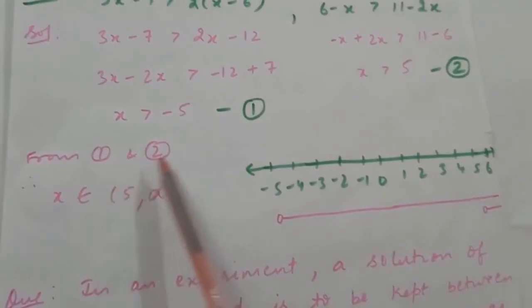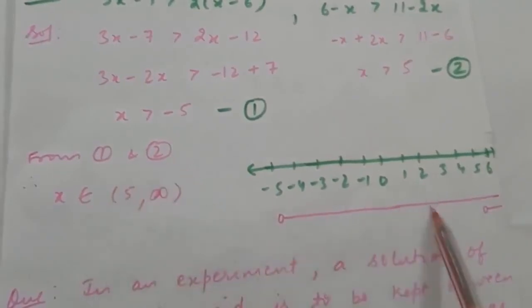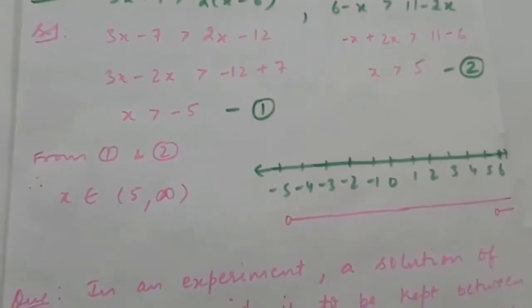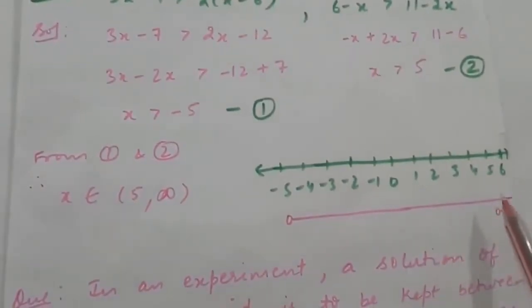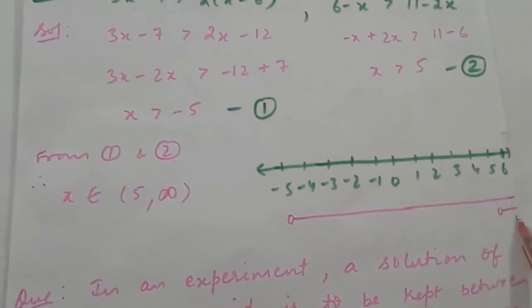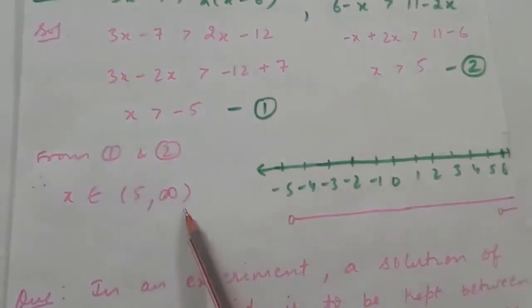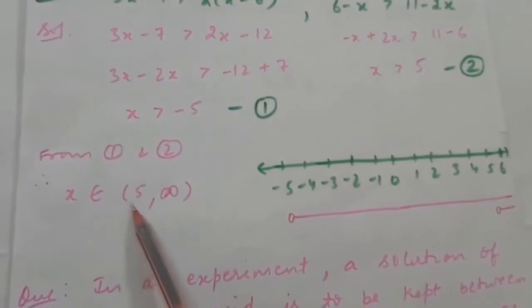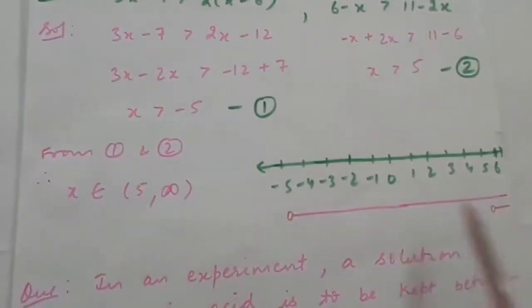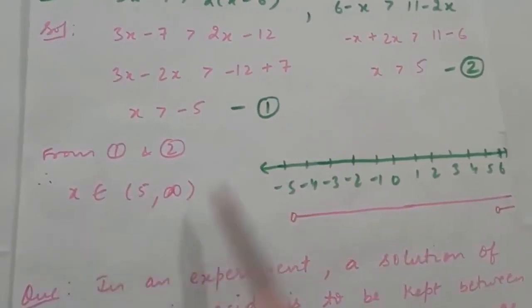So from 1 and 2 we can see, or from these two lines, the intersection will be, as 5 is included in this line but not in this, and double line appears here. So 5 to infinity, but 5 will not be included in the intersection because 5 is not included in the second line. So this is the solution of x. Clear?